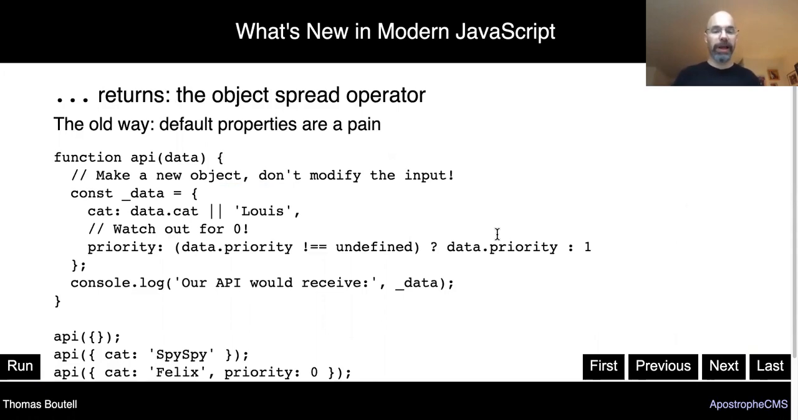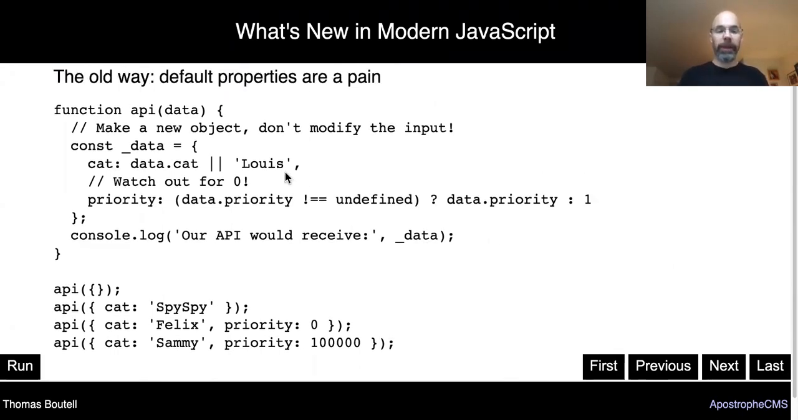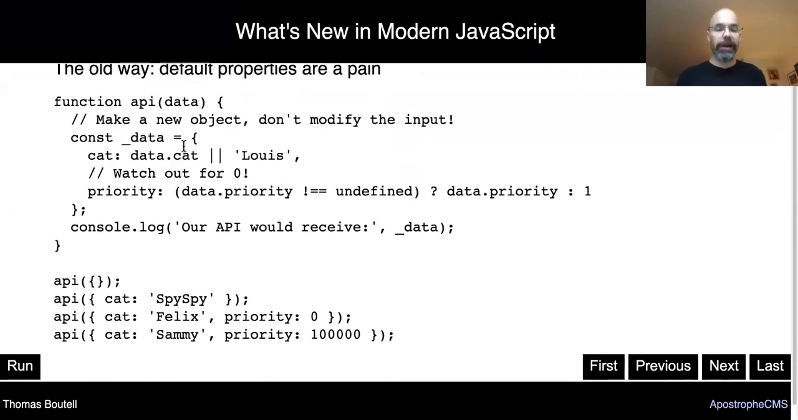Let's talk about spreading an object. So what was my goal here? My goal here is to supply defaults. So I'm writing a function called API here, and I want that function to have certain sensible defaults. And it takes an object and some of the properties. Let's say there's the cat property. Well, if there is no cat property, if it's falsy, let's just use Louis. But then we also have priority, and all of a sudden falsy, true and false, like if 0 is false, but 0 is a legitimate value for something like a priority level.